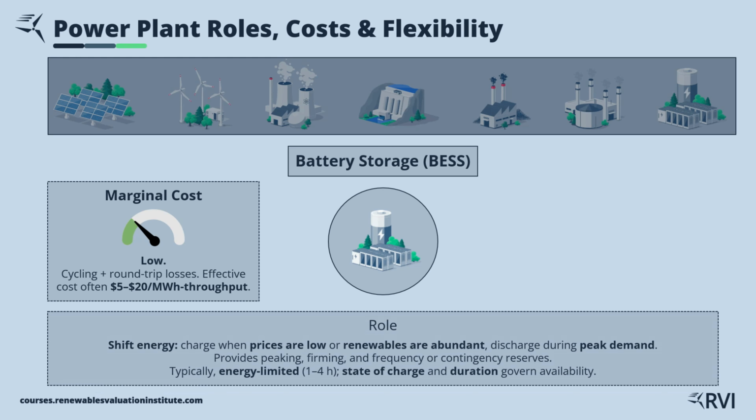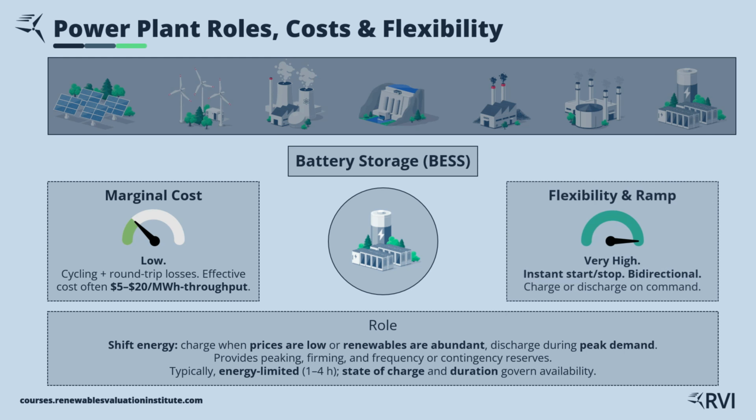System-wide, BESS shifts energy. It charges when prices are low, often during sunny or windy hours, and discharges into the evening peak. It acts like a peaker without fuel, balances variable wind and solar, and trims the duck curve's neck, which is something we'll explore in the upcoming lessons. The trade-off is that storage is energy limited. Today, many systems are 1 to 4 hours, so state of charge and duration determine how long it can keep the peak covered.